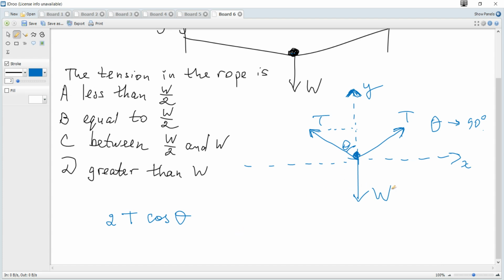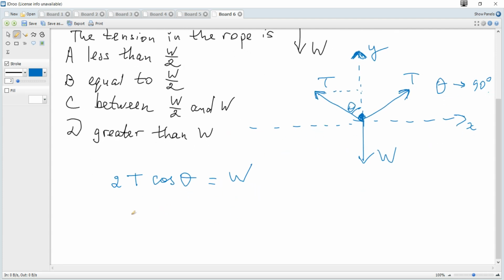And minus W is equal to 0, or just is equal to W, to be balanced by W, because these two forces are up and they are balanced by this force which is downwards. And what do we need? Tension. So we need tension. Tension is W over 2 cosine theta.